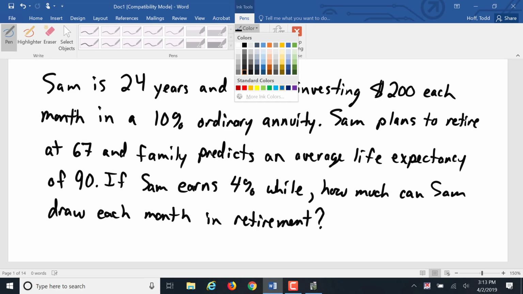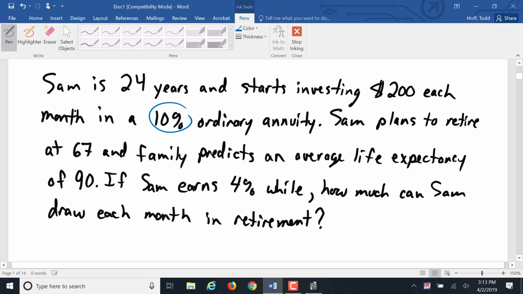Now again, these rates are very, very different, 10% and 4%. And that's normal. When you're investing, generally you can take a few more risks and get a larger rate of return. But when you're drawing out, you're already retired, you don't want to risk losing a large portion of it. So you're going to go more conservative and get a lower rate.